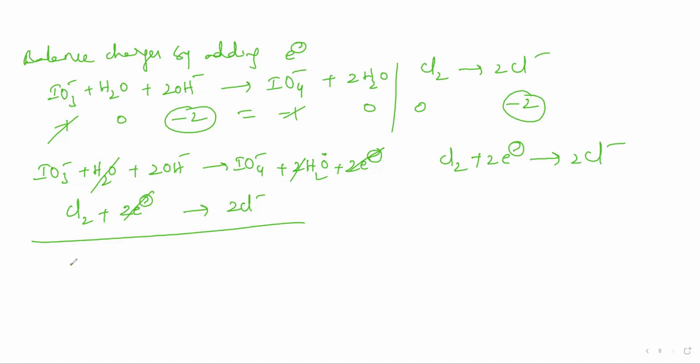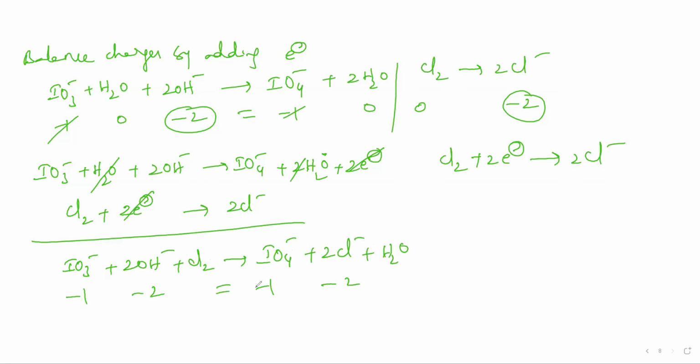Then write down the whole equation. IO3 minus plus 2OH minus plus Cl2 gives rise to IO4 minus plus 2Cl minus plus H2O. -1, -2, -1, -2. So both sides we are having the same charge. So that is about balancing redox reaction in basic medium. Done.